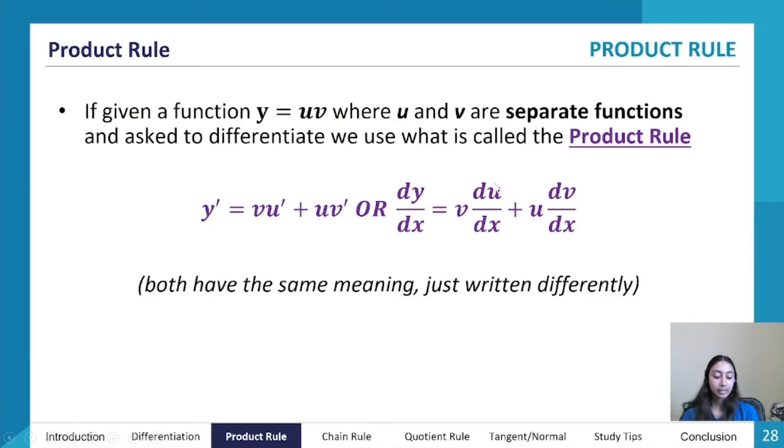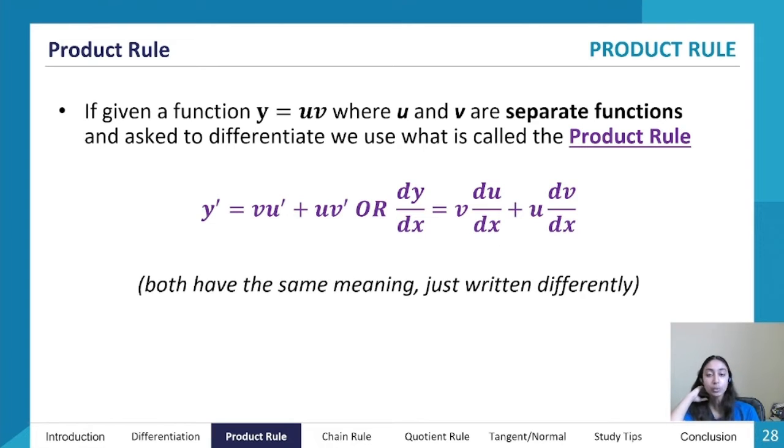Okay, now let's get into the rules that I was talking about earlier. So if we're given a function y is equal to u times v, where u and v are two different functions, an example would be x minus 2, 2x plus 3. So two different functions being timesed together. Then we can use a rule to differentiate this, and that is called the product rule.